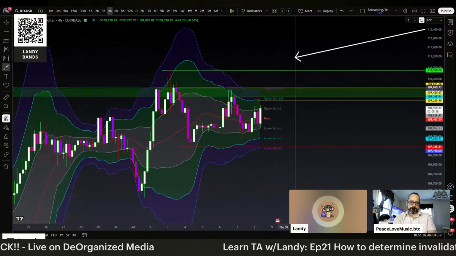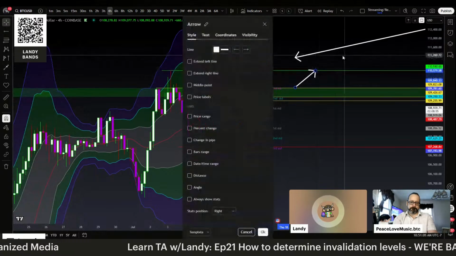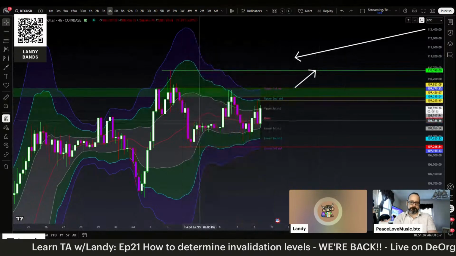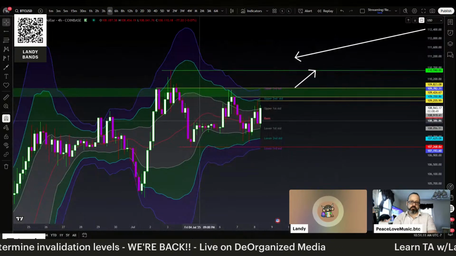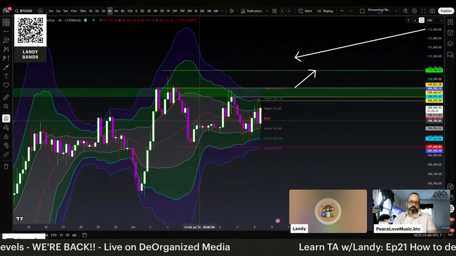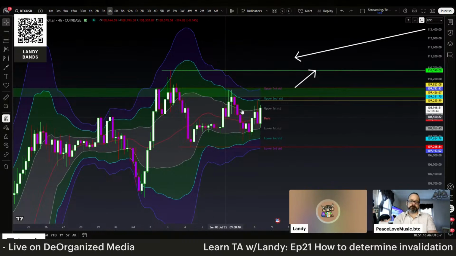Above this green zone, I'm looking for price to rise. Doesn't matter where it closes. I'm looking for price to rise up to this next level and at least test somewhere around it. Whether it's short of it or whether it's above it, doesn't really matter. That's the next thing that I'd be looking for.